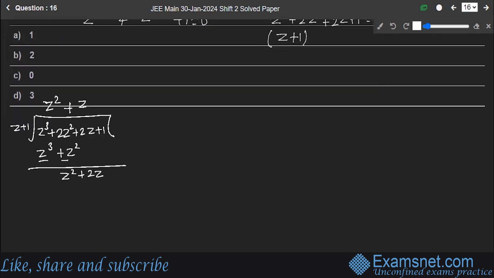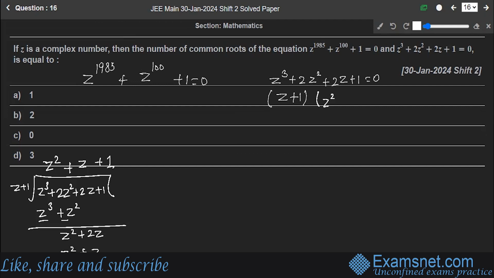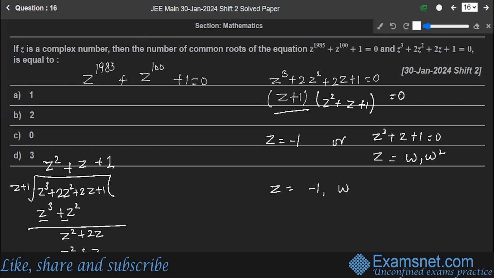And Z square plus Z minus minus. This will be Z plus 1. So here you will have 1 plus 1. So this is the one. Z square plus Z plus 1 is equal to 0. So that makes Z can be equal to minus 1, or you will have Z square plus Z plus 1 is equal to 0. That makes the two more roots as omega and omega square. So that means Z can be equal to minus 1, omega or omega square.